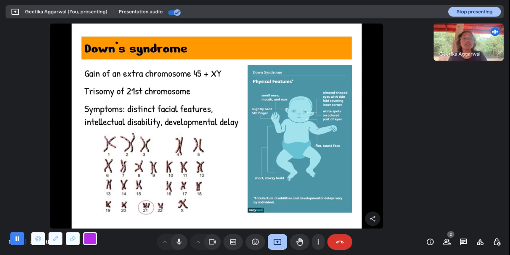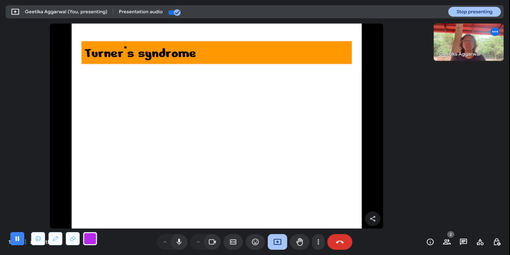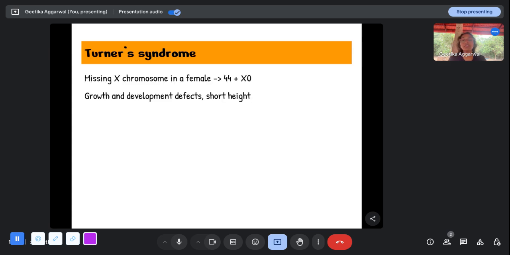And the symptoms are some distinct facial features you see here: a small nose, a small mouth, and ears. You have almond shaped eyes, and skin folds covering the inner corners. You have these distinct facial features. And then you have some intellectual disability, and there is a delay in the development of the individual. Yeah. Turner syndrome. This is another.